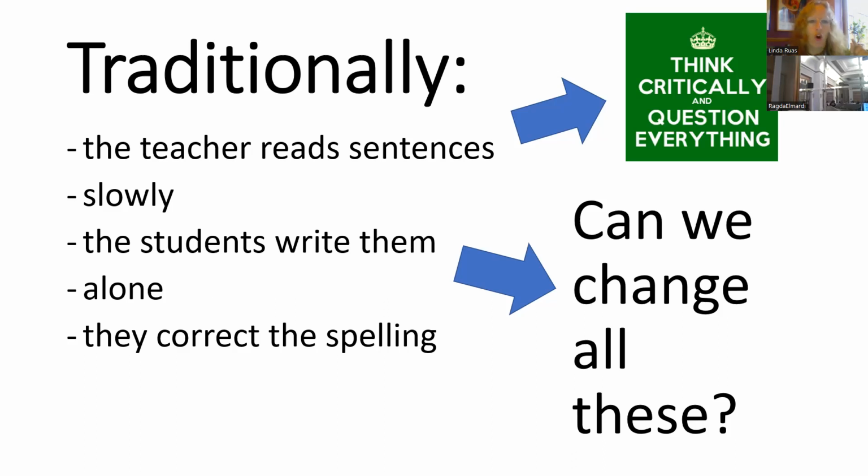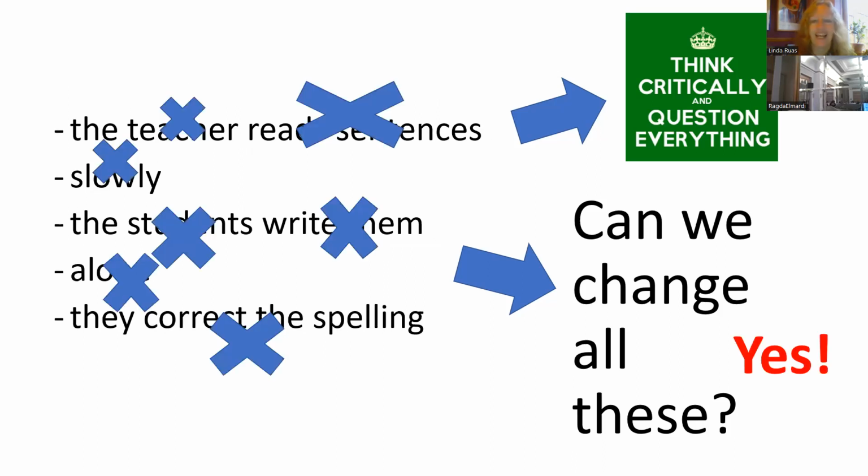Can we change all of those features? What do you think? The answer, of course, is yes. So if we cross out each one of these in turn, we can question and change it. For example, if we cross out the teacher, then it could be the students reading the sentences or someone else. If you cross out read sentences, it could be reading something else or some other activity, as we're going to look at in a minute.